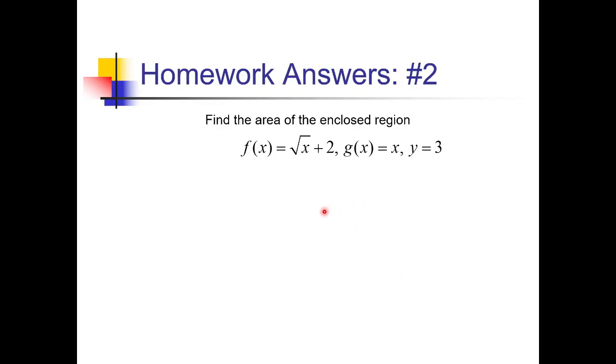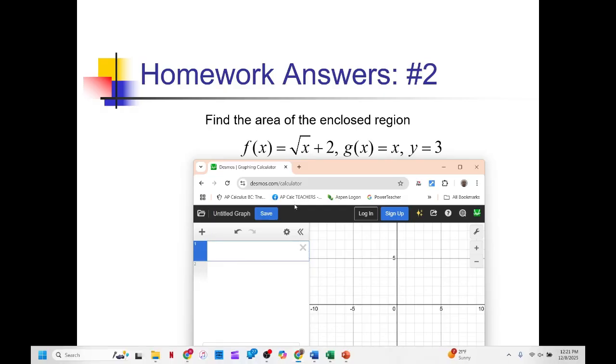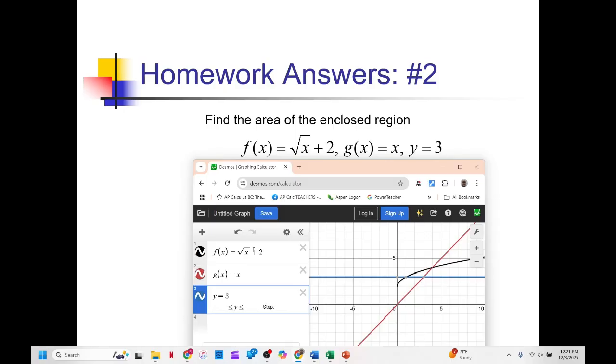On this calculator-based problem, they want us to find the area of this enclosed region between f of x, g of x, and y equals 3. So let's go ahead and graph these and see what we're dealing with. On Desmos, let me do f of x equals square root of x plus 2. g of x is just x. And then we have y equals 3. So it's this area in here.